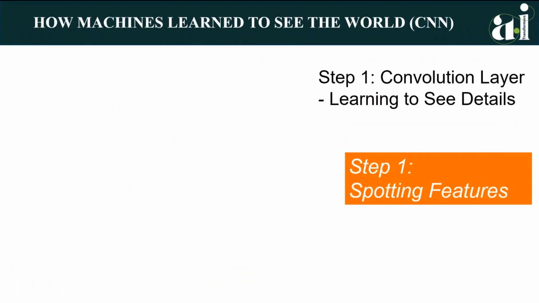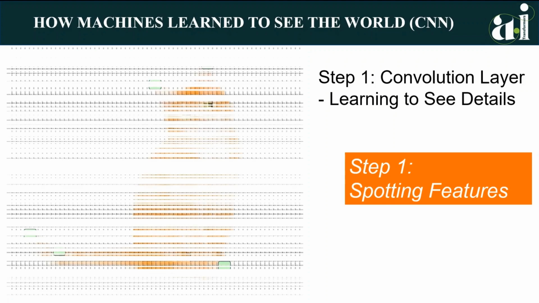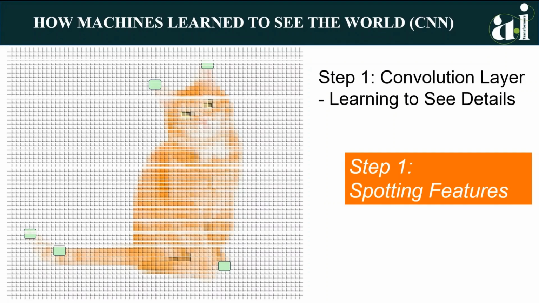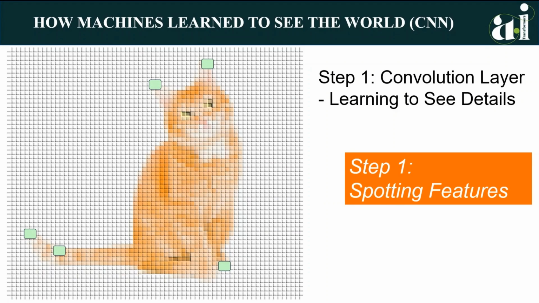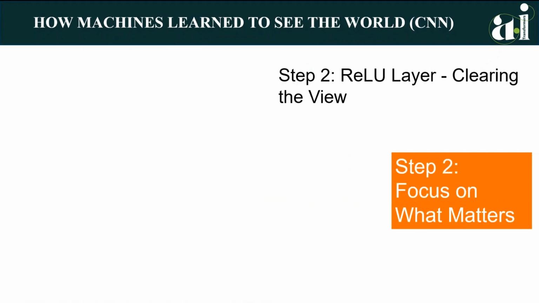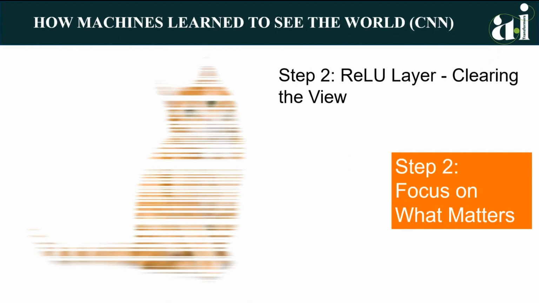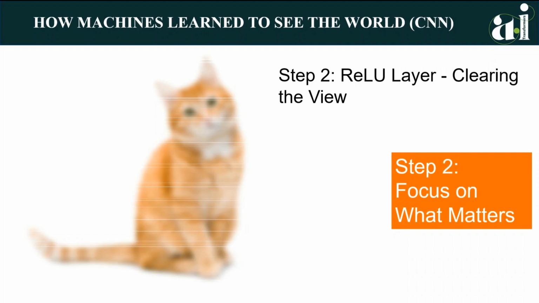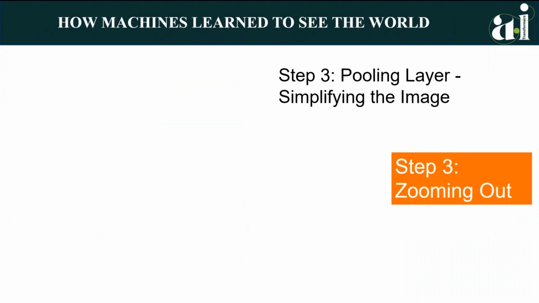The first lesson for the machine is to identify basic details. The convolution layer scans the image in small patches, detecting simple patterns like edges, curves, or even textures. It's learning to spot the building blocks of what it sees. Next, we help the machine focus by removing noise and distraction. This step, handled by the ReLU layer, ensures only the important parts of the image are kept, just like clearing a foggy lens to see more clearly.